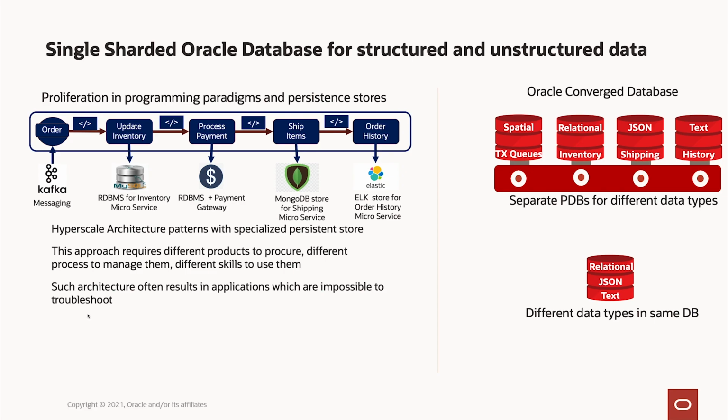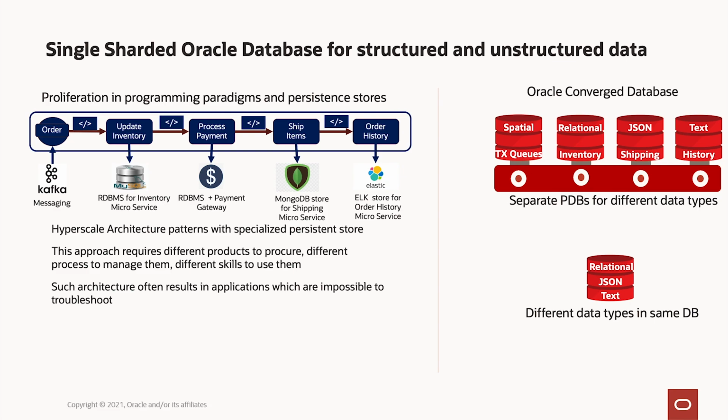On the left of this, I'm showing how typically applications are built using multiple persistent stores, different databases. And all of this is done for scale purposes. So you end up using a lot of different data stores, which are specialized data stores for different types of data, and they are all sharded systems to be able to achieve scale.